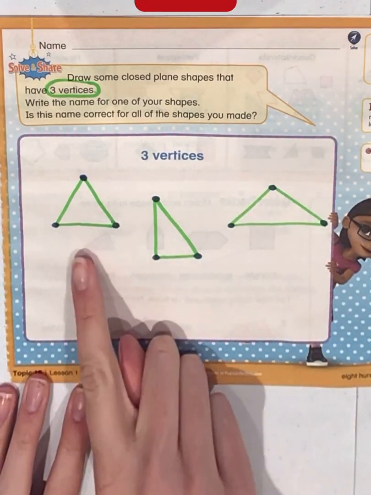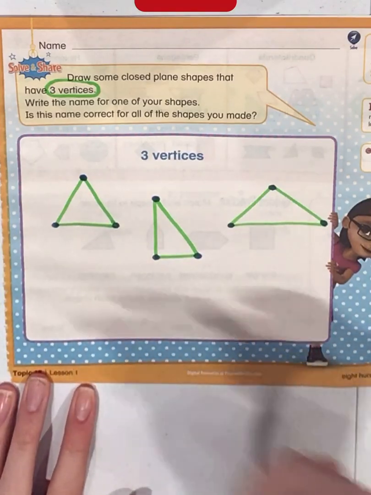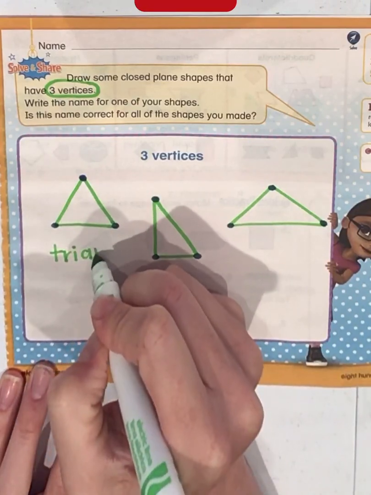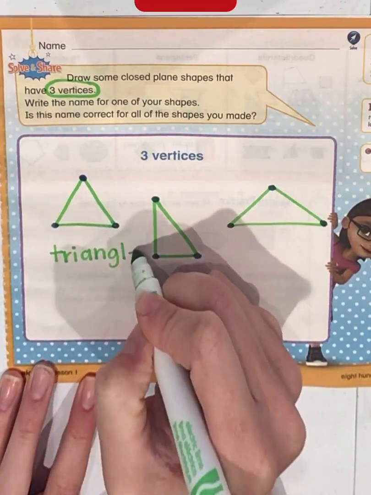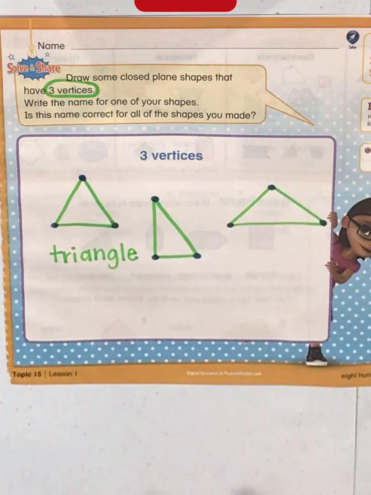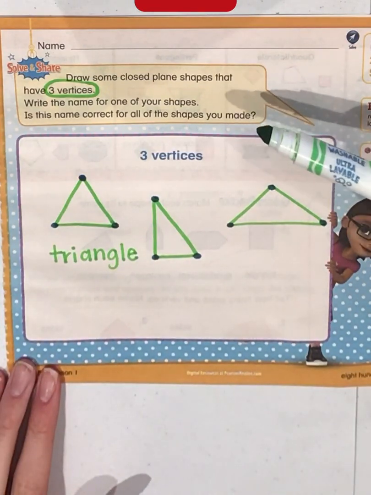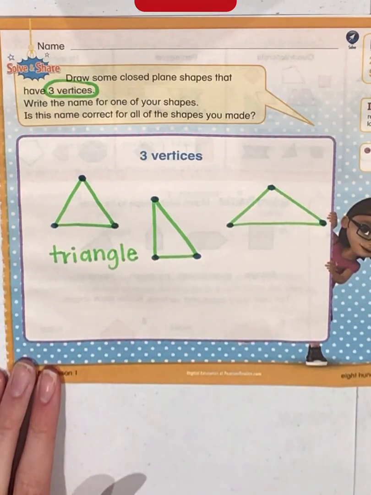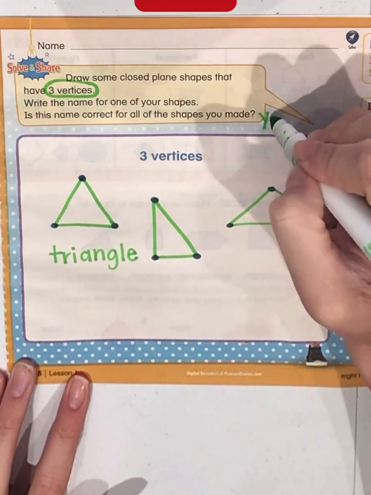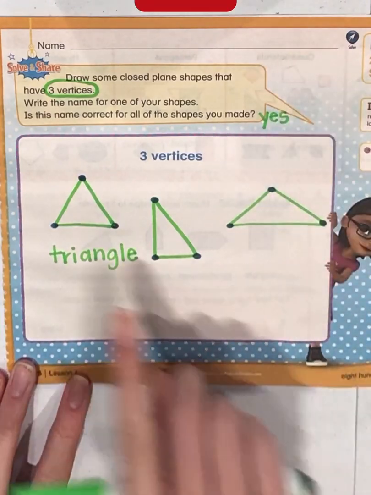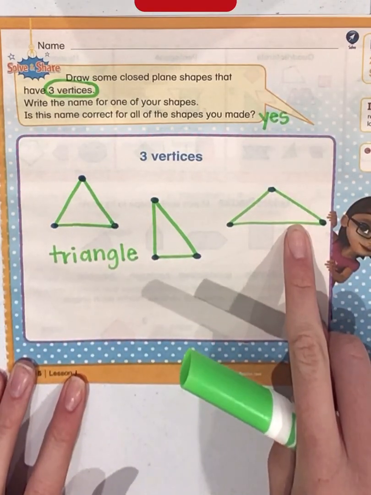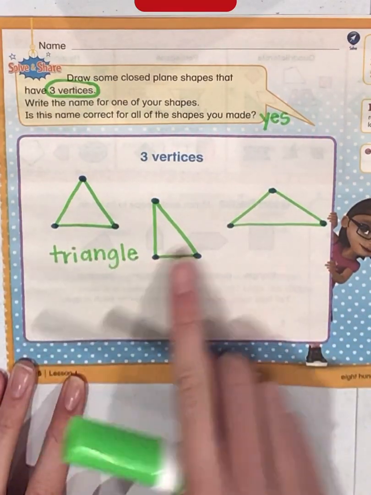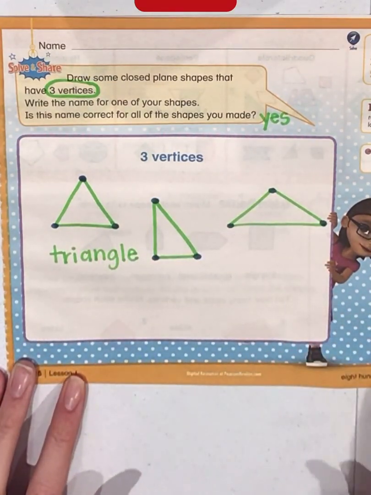Okay, so if I look at this shape here, I would say that this shape's name is a triangle. And our question up here asks us, is this name correct for all of the shapes we made? Yes, we would answer yes, because all of these shapes are triangles, correct? A triangle just is a closed shape that has 3 sides. They all look different, but they all have 3 sides and 3 vertices.